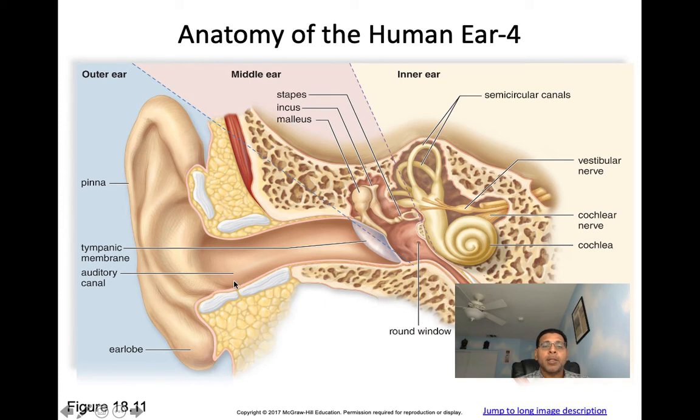Middle ear. So right in here is where we're going to find our earwax-producing glands, right in the auditory canal.